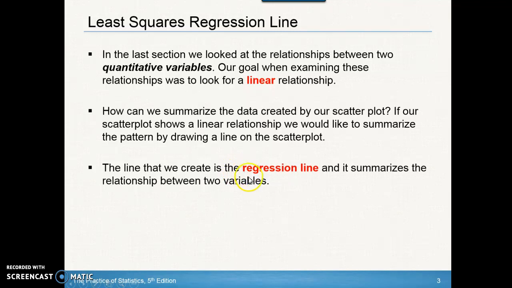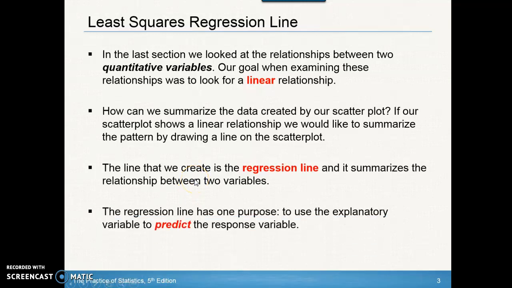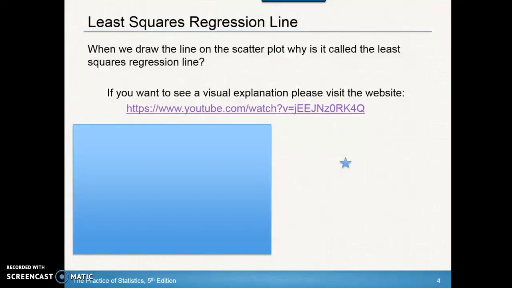The line that we create is the regression line, and it basically summarizes the relationship between the two variables. As one increases, how is the other increasing? As one increases, how is the other decreasing? The regression line has one purpose. The purpose is to use the explanatory variable to help predict the response variable. Because when we create a regression line, we don't have every single solitary x value and the corresponding y value. We use that line to help us make a prediction about our y or our response.